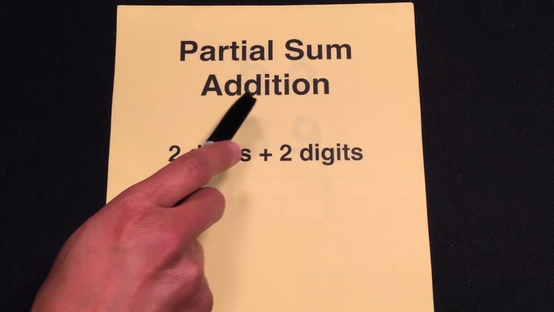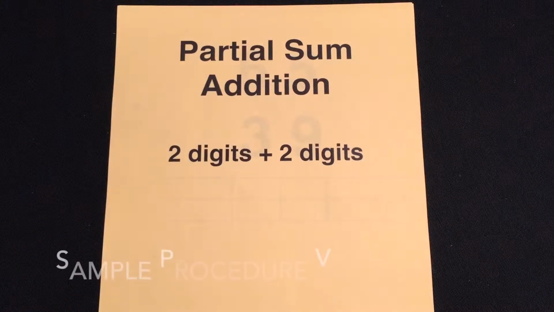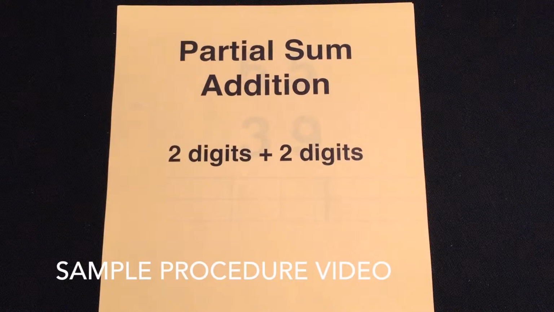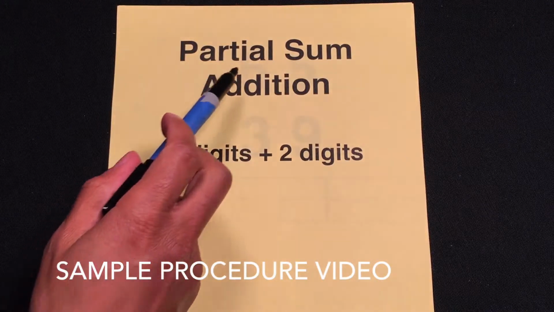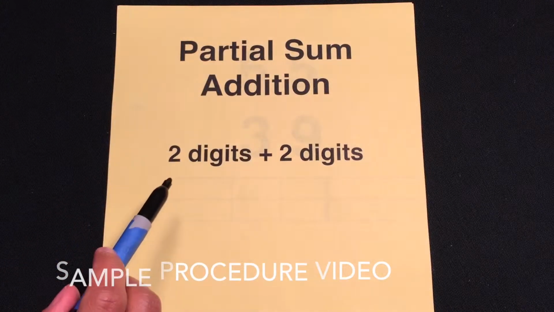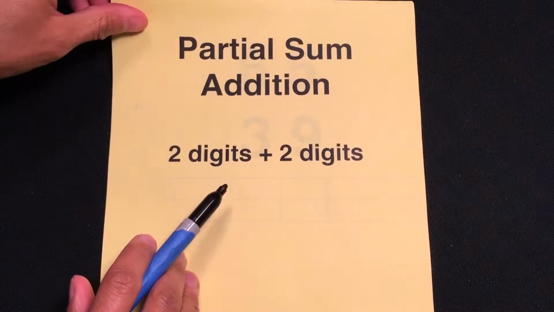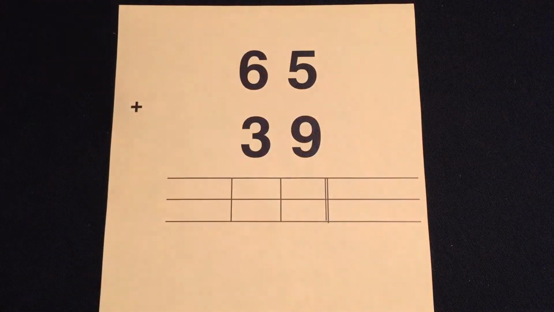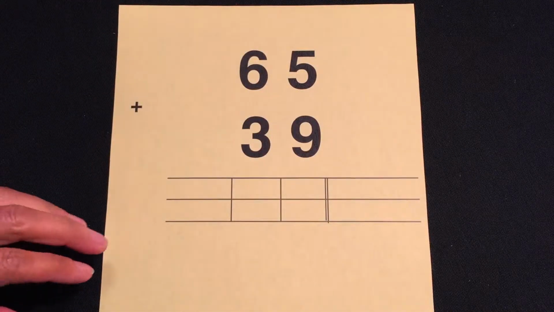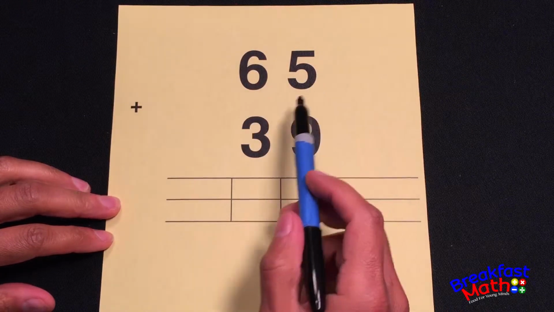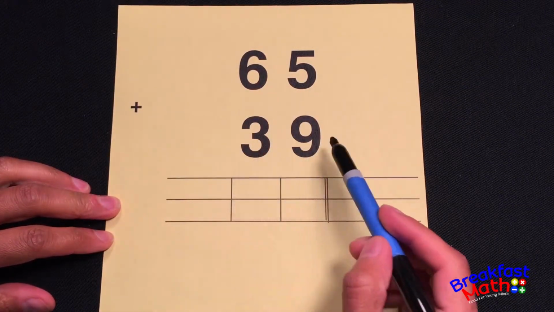Partial sum addition. So we're going to look at partial sum addition and also talk about why it's actually called partial sum addition. We're going to do 2 digits plus 2 digits. So let's get into our problem. Okay, so we're going to take the problem 65 plus 39.